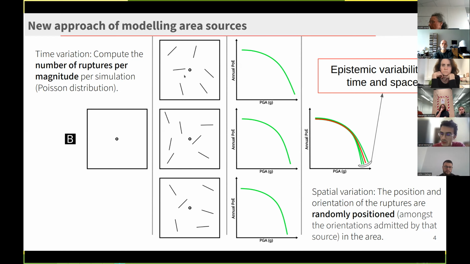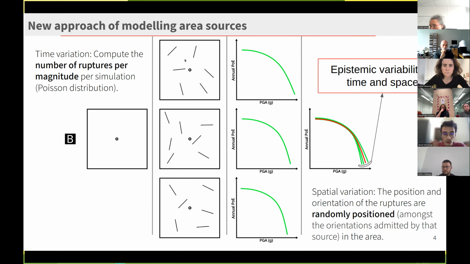using a magnitude frequency distribution, you need to use one or two equations to get the number of earthquakes for this period of interest. You will set that for 50 years, you have, for magnitude 5, I don't know, 10 ruptures. For 10 ruptures, you will set the ruptures randomly in this area. That's what we do here.